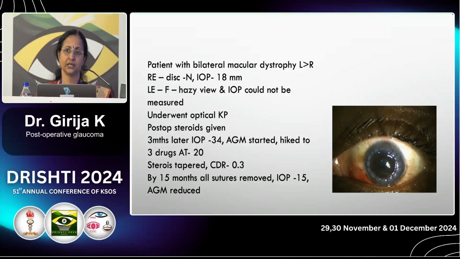But the IOP started rising postoperatively, and 3 months later the IOP was 34 on 3 drugs. We could reduce it to 20, but later we couldn't taper the steroids. Then after 15 months the sutures were removed and the IOP came down, and we could reduce the anti-glaucoma medications. So, once the tight sutures were removed, the glaucoma reduced.